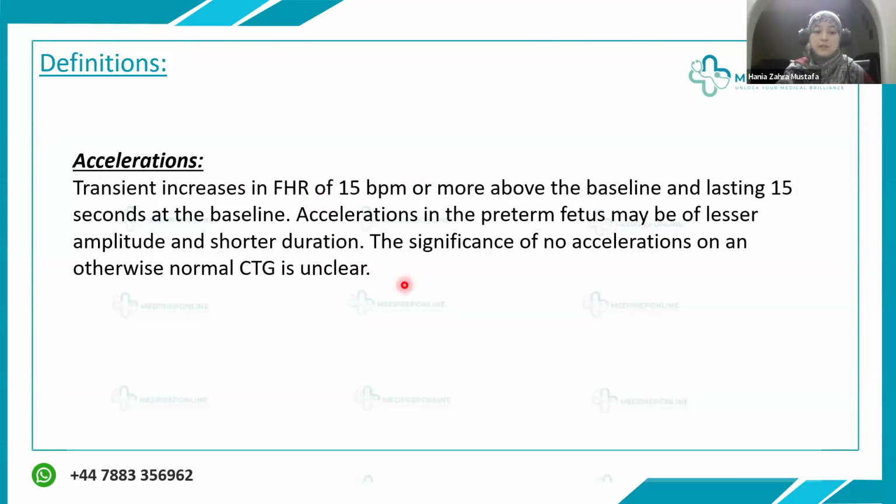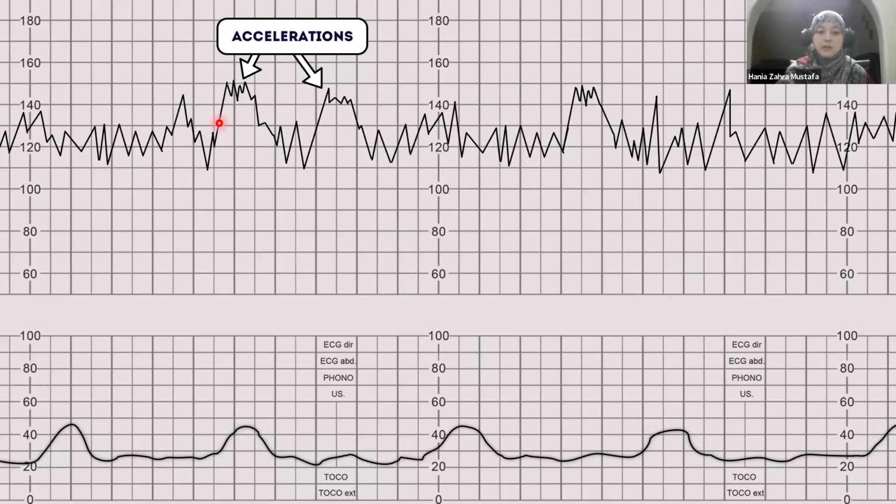Okay, now coming to the accelerations. Accelerations are basically transient increases in the fetal heart rate of more than 15 beats per minute, and they remain for more than 15 seconds. Two or more in a 20-minute CTG recording is normal, and this indicates that the fetus is healthy and it is moving basically. If there are no accelerations in any CTG, it does not signify anything. But if we have accelerations in CTG, then it is a good sign.